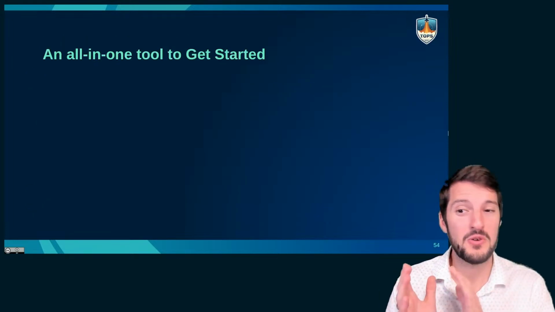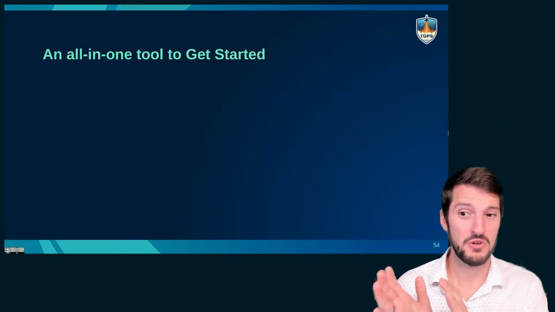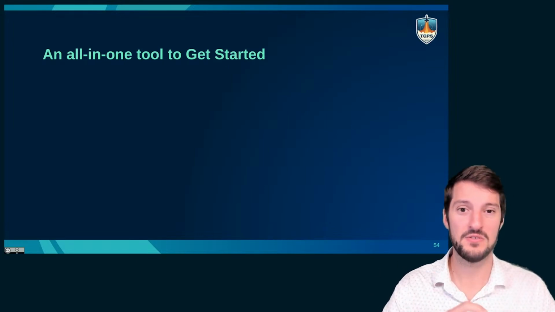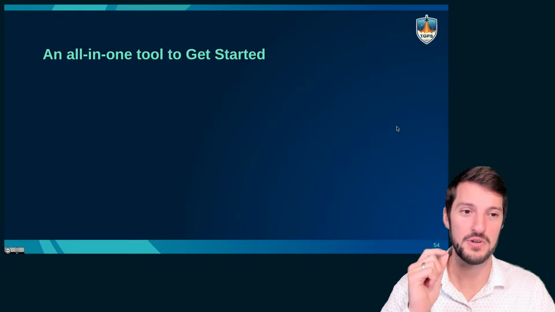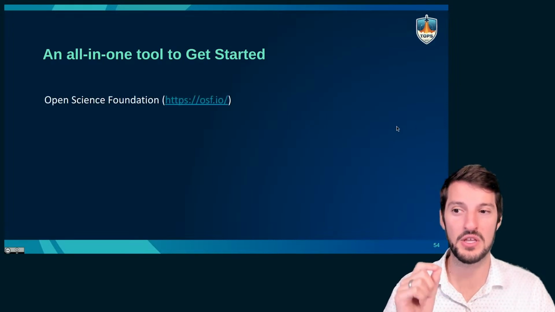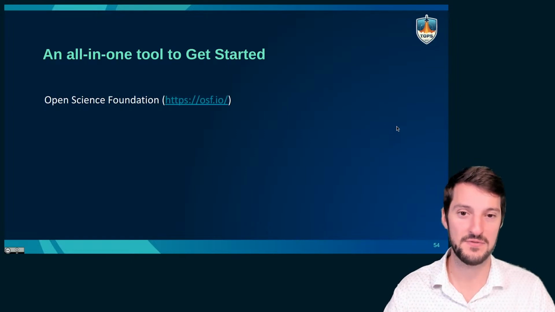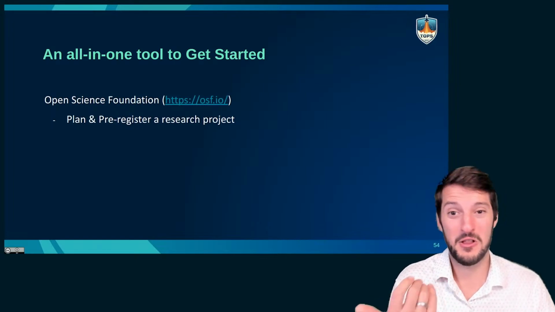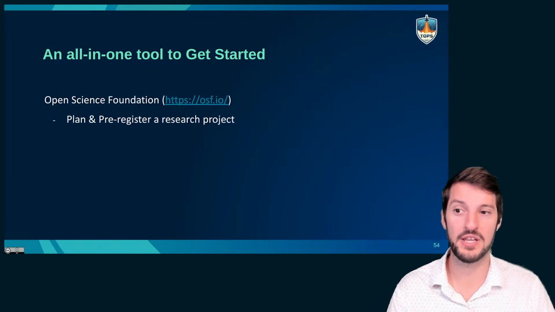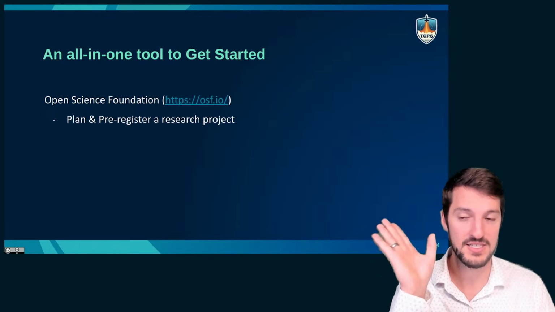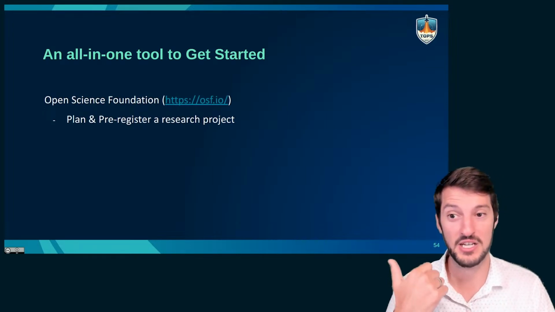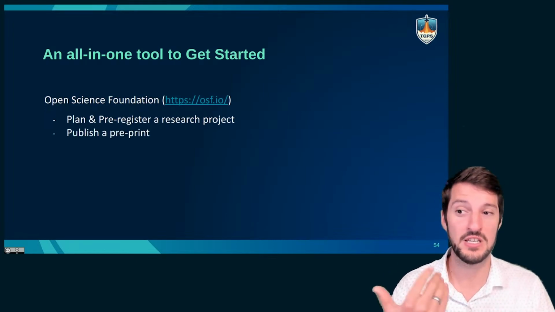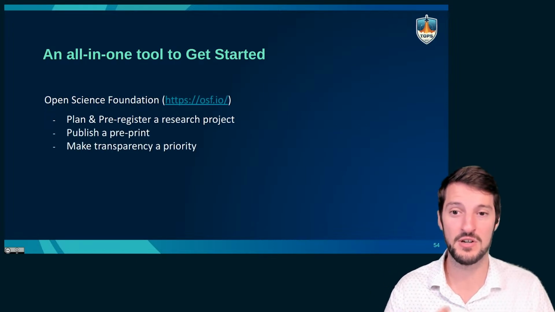And if those all seem a little bit too big, most of them are creating accounts and then filling out step-by-step guides. And so if you're still not sure how to get started, I would highly recommend checking out the Open Science Foundation, osf.io. It truly is a one-stop shop, or an all-in-one tool, to get started because you can plan and pre-register your research project. This is the same OSF, Open Science Foundation, that I showed you how to pre-register through, but you can do much more than just that. You can plan and pre-register, you can actually publish a preprint, they have a preprint server, and you can make transparency a priority.